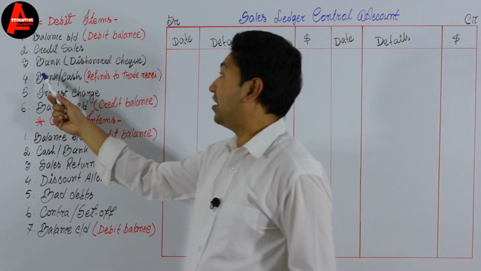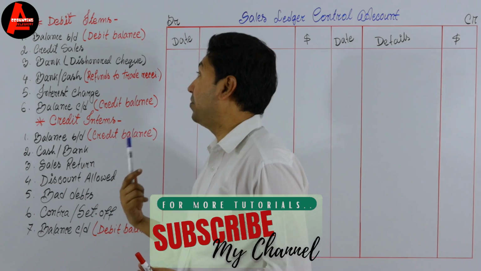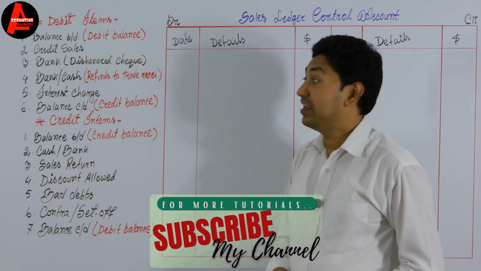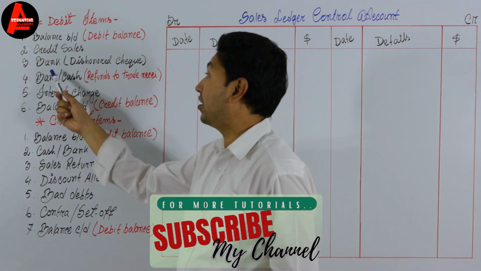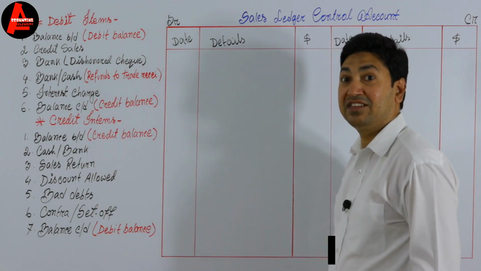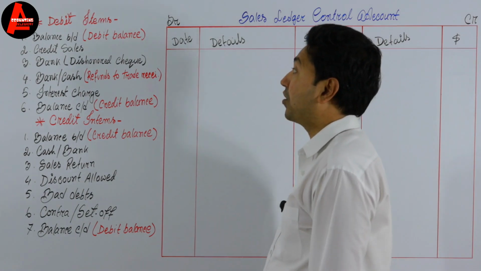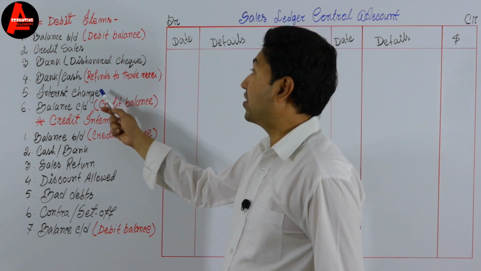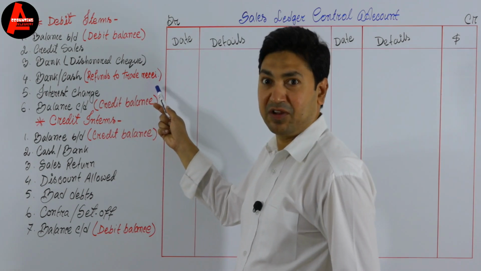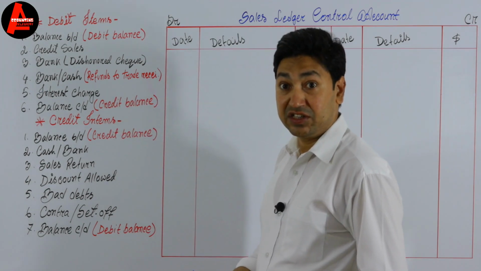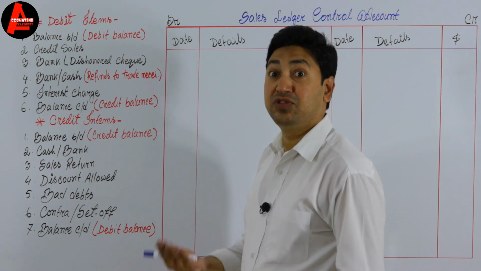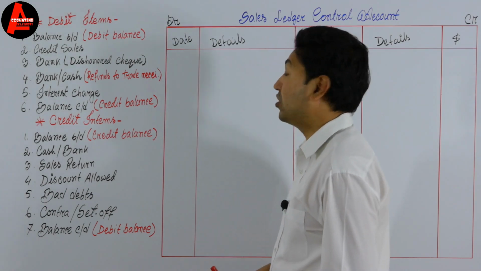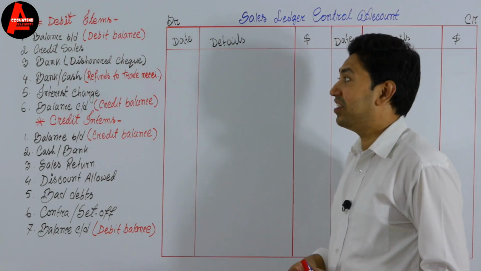We have number 3 here, bank. So bank will be here as a dishonored check. If there is a dishonored check in the question, then we have to write bank on the debit side. Then number 4 here, again bank or cash, and what is written is refers to trade receivable. If there are any transactions related to a refund to the debtors or trade receivables, in this case you need to write it here on the debit side.